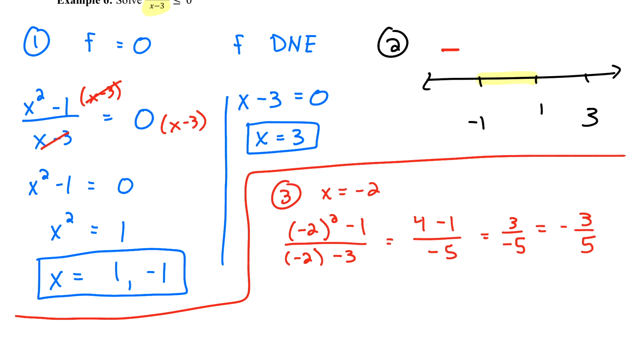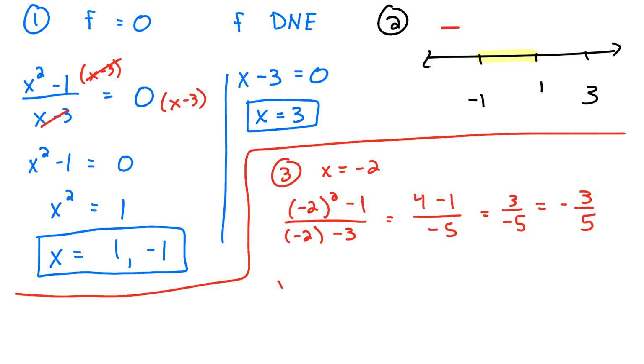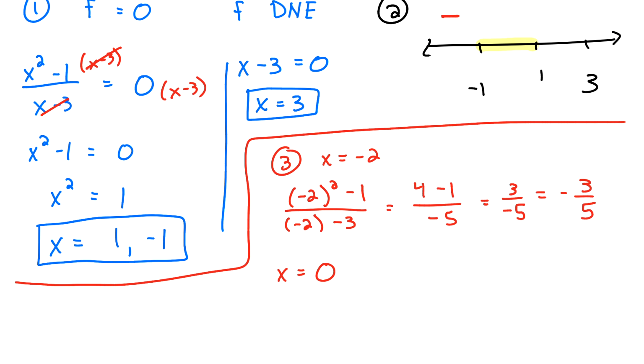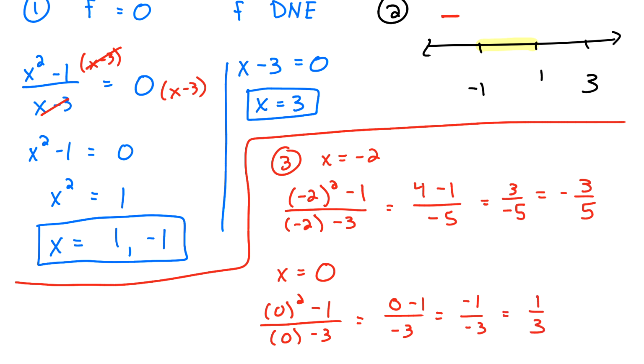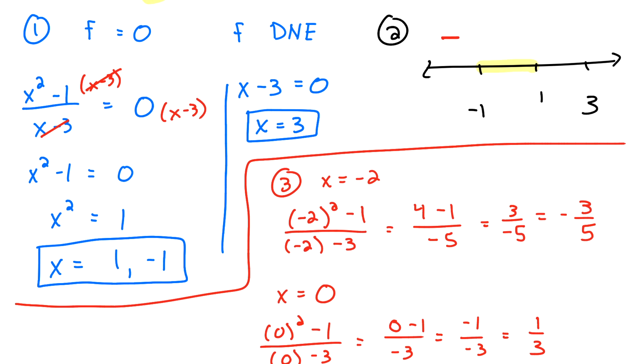I always like using x equals 0 when I can, so how about x equals 0 here? So let's see, this time we're going to have 0 squared minus 1 over 0 minus 3. Here 0 squared, that's 0, minus 1 over negative 3. Negative 1 over negative 3, well, that's a positive 1/3. So it is a positive number, so I'll put a plus sign above that interval to remind myself it's positive. And we'll move on to the next interval.